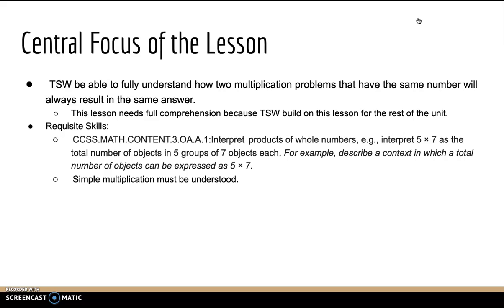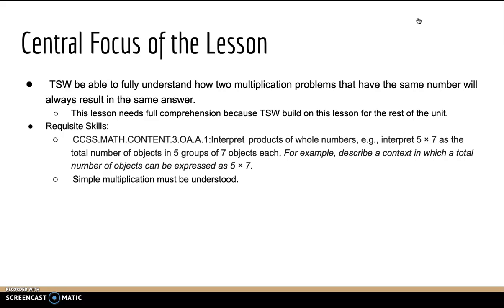So the central focus of my lesson: the students will be able to fully understand how two multiplication problems that have the same numbers will always result in the same answer. This lesson needs full comprehension because students are going to build on it for the rest of the unit and even units past this unit.